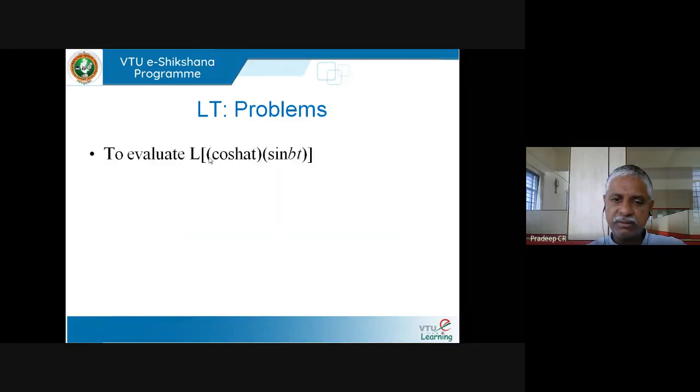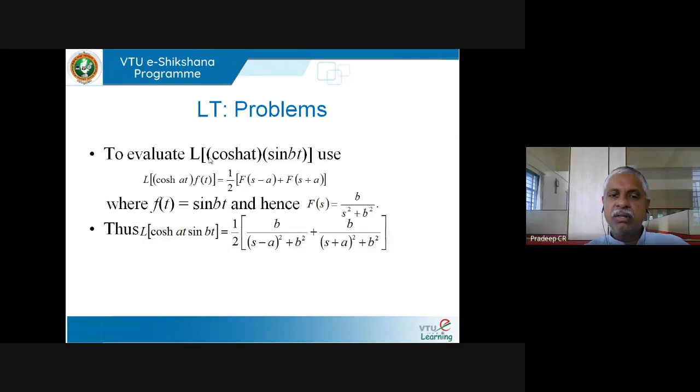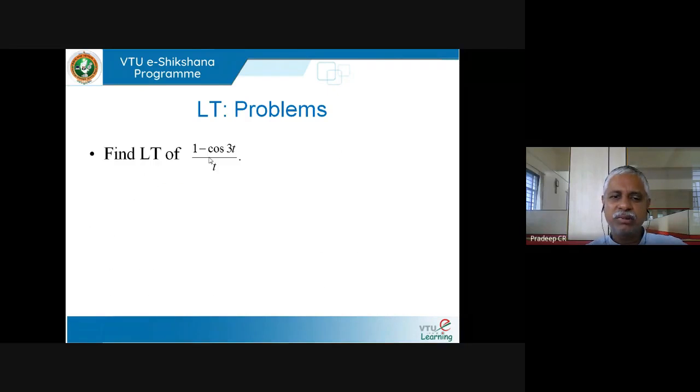So all this we are done. So this is another problem. Find Laplace of (1 minus cos 3t) by t. So how to do this? I'll observe that the given function whose Laplace I want to find is of the form f(t) by t. So how do I find Laplace of f(t) by t? Oh, I know a formula.